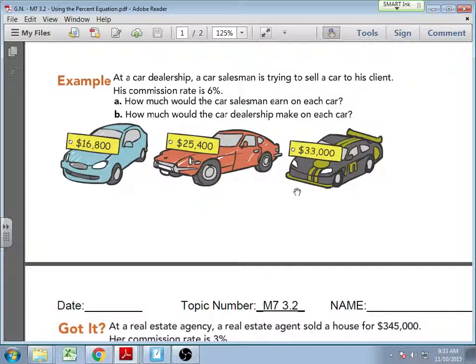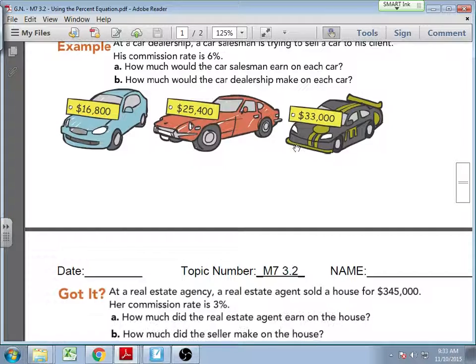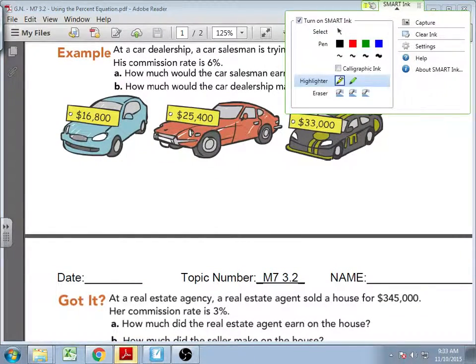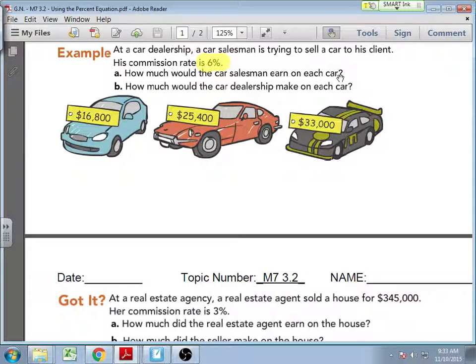But what about the dealership? How much will the dealership make? If you know how much the salesman is going to make, you can figure out what the dealership makes by figuring out the difference between them. We'll try to match with the cars.